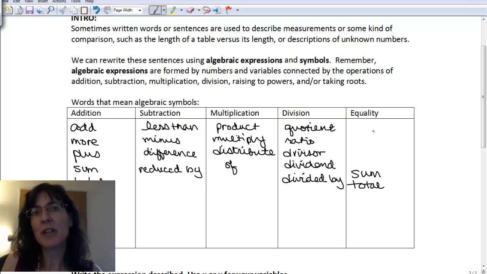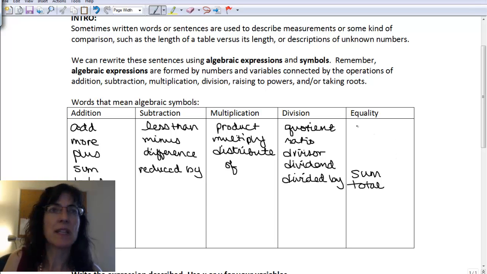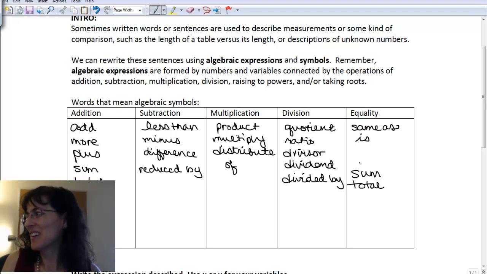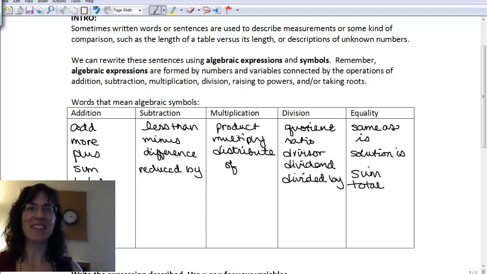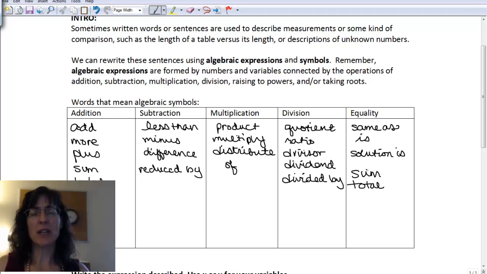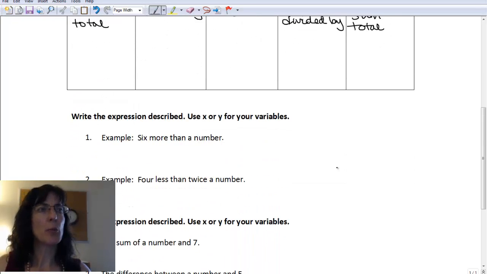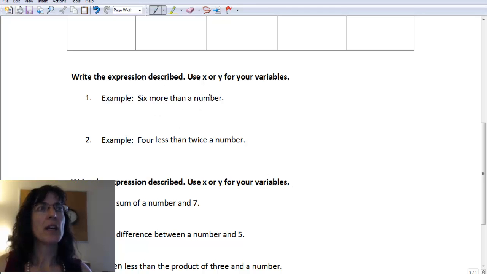Some other words that you might see for equality, you could see same as. You could see the short word is. And like total and sum, you might see solution is, something like that. So there's a small number of words that could be used to represent each of these operations in algebra, and if you use them, they'll help you when you're working on something like this.